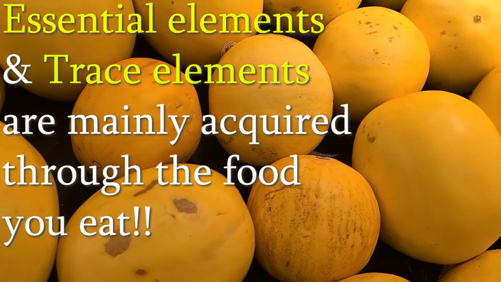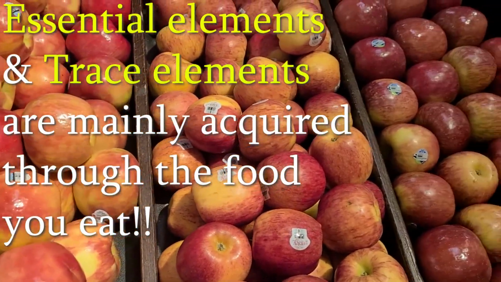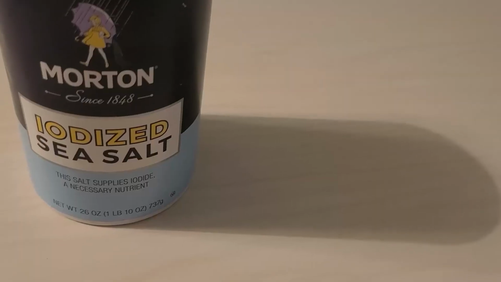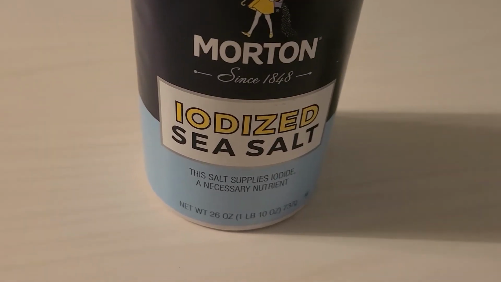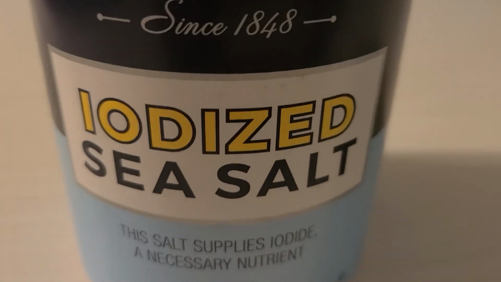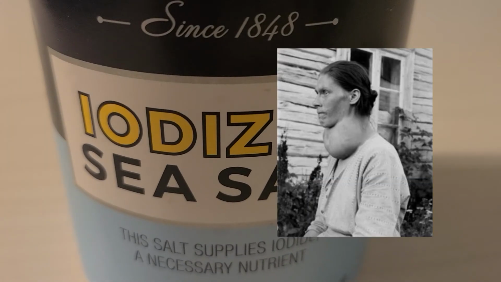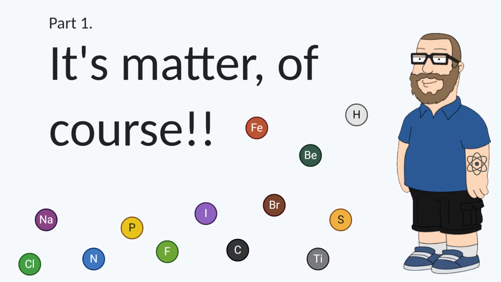Trace elements are still required, but an organism only needs a tiny amount of them to survive. This is why table salt generally has iodine in it. Iodine is a trace element, and it can be lacking in the modern diet. People used to suffer from goiter because their thyroid gland did not have enough iodine.